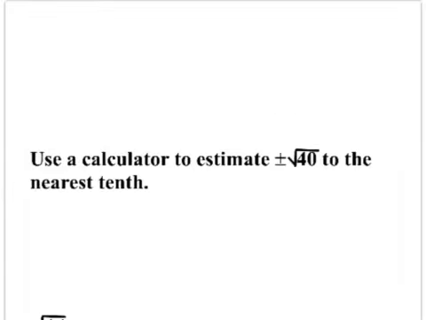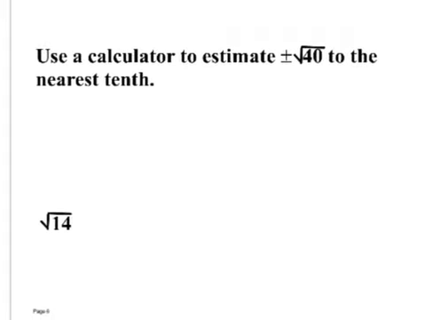Except if it says use a calculator. Use a calculator, estimate plus or minus the square root of 40 to the nearest tenth. So this is the only time that you can use a calculator. For the ones that say estimate, are you allowed to use a calculator? No. How do I know you don't use a calculator on the estimate ones? You have to show your work.